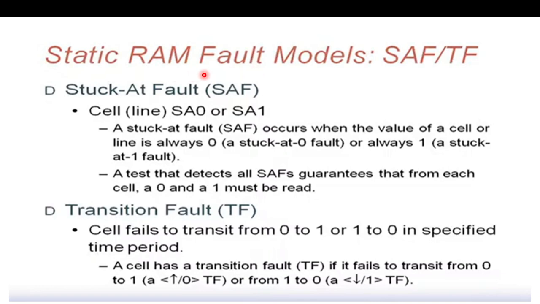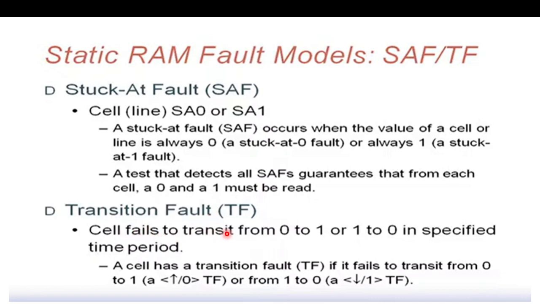Static SRAM models: the stuck-at fault, which we have already seen, or line SA0, SA1. A stuck-at fault, SAF, occurs when the value of a cell or a line is always 0, stuck-at-0 fault, or always 1, stuck-at-1 fault. A test that detects all SAFs guarantees that from each cell a 0 and a 1 must be read.